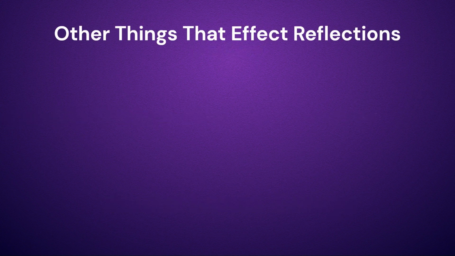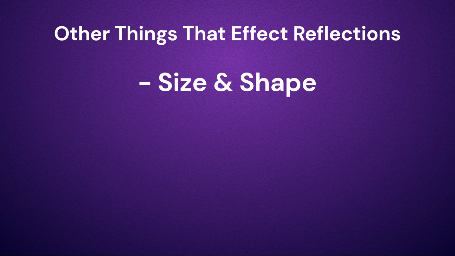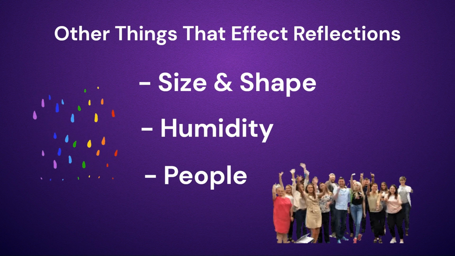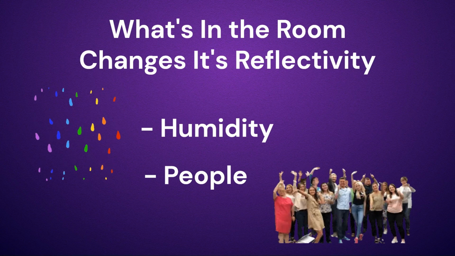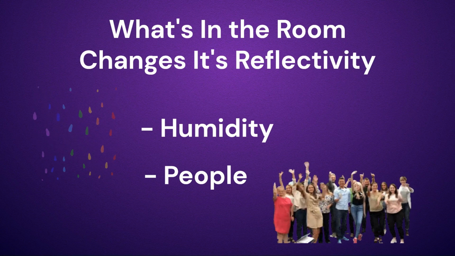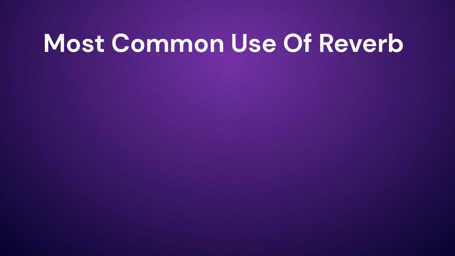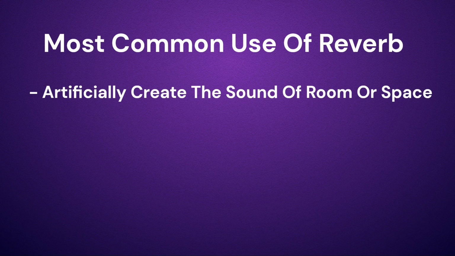Not only will the size and the shape of a room impact how it sounds, but other things such as humidity and the number of people in the room will change what's called the reflectivity. Yes, people absorb sound. So having said that, one of the most common uses of reverb is to artificially create the sound of music in a particular space.